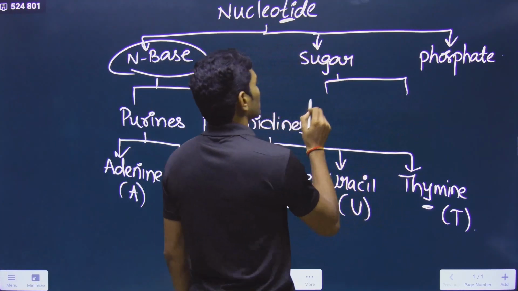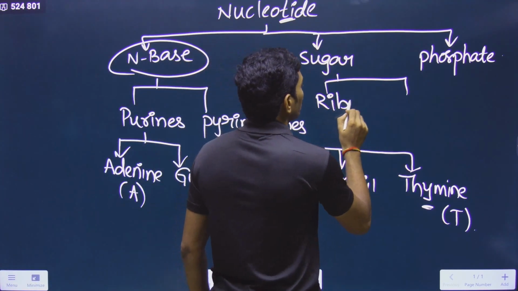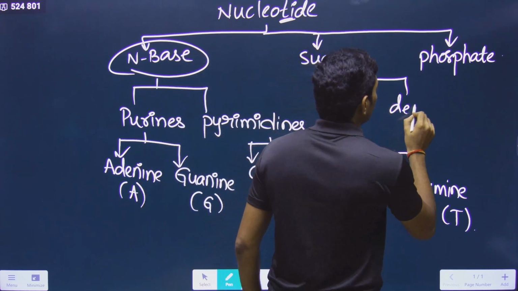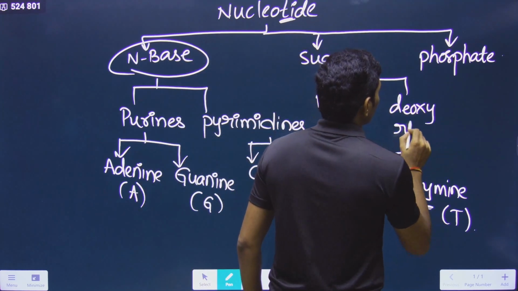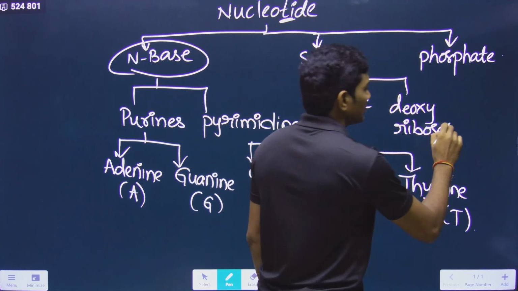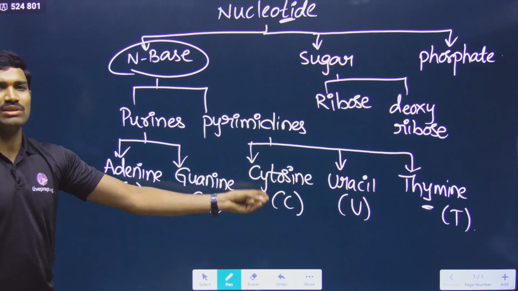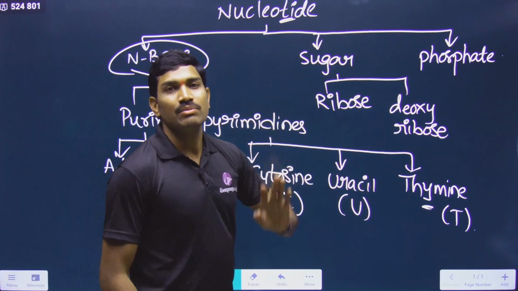Now come for the sugars. How many types of sugars? 2 types of sugars are present. What are those? One is ribose sugar and the other one is deoxyribose sugar. This is the flow chart or the tree diagram that we actually made in the previous lecture.